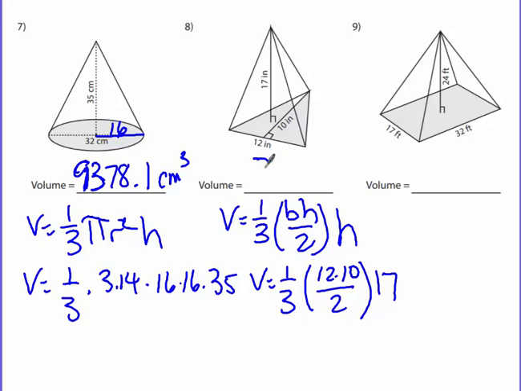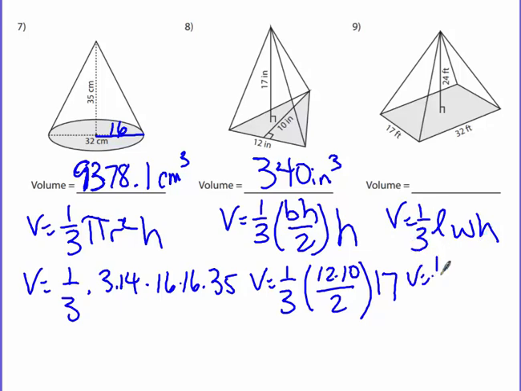And if you do that, you end up with 340 inches cubed. Then number 9, this one is a rectangular pyramid. So volume is equal to length times width times height. And again, we want 1/3 of that. Okay, so volume is equal to 1/3 times 17 times 32 times, and it's 24 tall. So we do 17 times 32 times 24, divide that by 3, and you end up with 4,352 feet cubed.